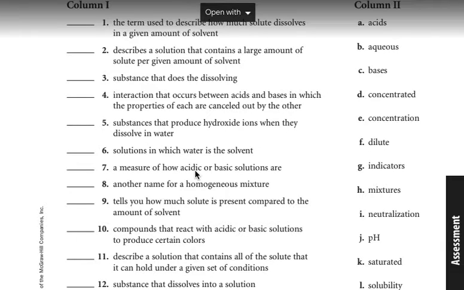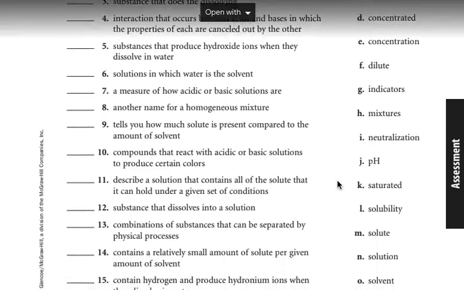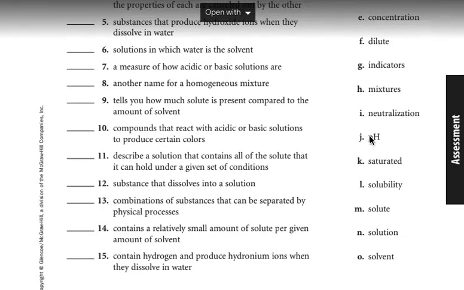7, a measure of how acidic or basic a solution is. That would be, let's take a look here, pH, J. Our pH is the scale that measures how acidic or basic a solution is. It goes from 0 to 14. We know that 0 to 6 is acidic. We know that 8 to 14 is basic, and we know that 7 right in the middle is neutral.